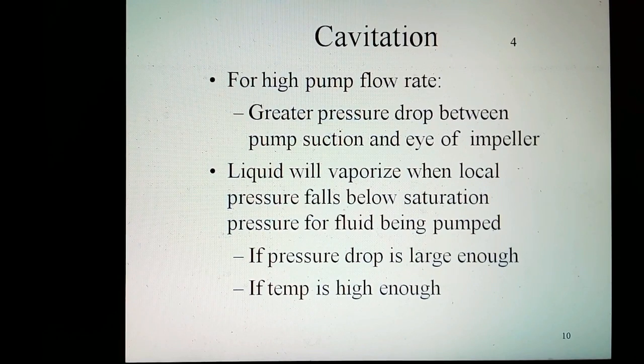For a high pump flow rate, there is a greater pressure drop between pump suction and the eye of the impeller. Liquid will vaporize when local pressure falls below the saturation pressure for the fluid being pumped, if the pressure drop is large enough or if the temperature is high enough.